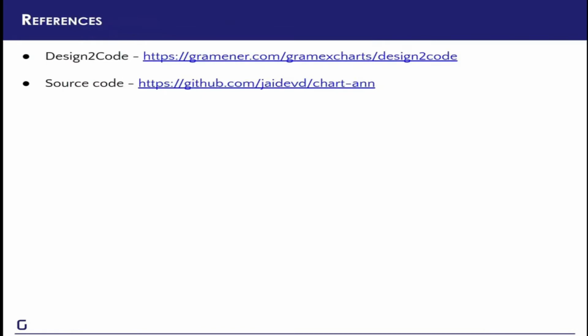So finally, you can check out the source code of the application over here. The application, the Design to Code initiative, and other projects that are under the Design to Code system are also linked over here. Do give it a shot, and as usual, contributions of all kinds are welcome. Bug reports, feature requests, patches, anything is welcome.